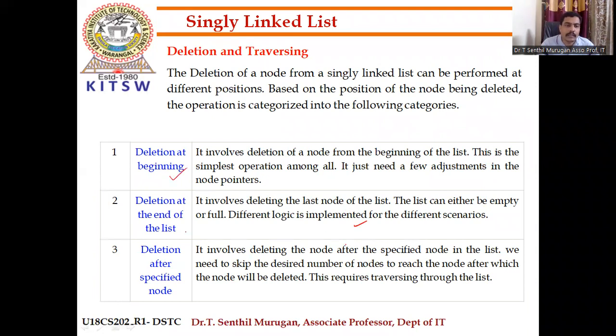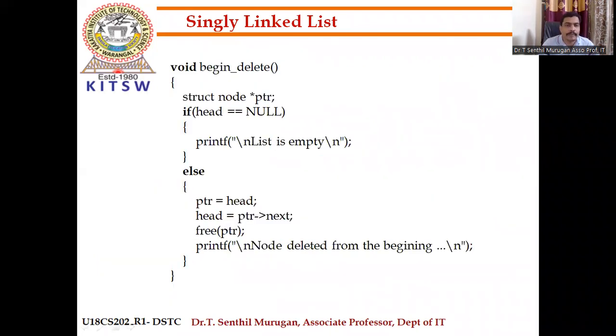Delete operation is also the same: at the beginning, at the end, and after a specified node. How can we do that? For the beginning, we simply check whether head is null. Null means the list is empty, and we are unable to delete a node.